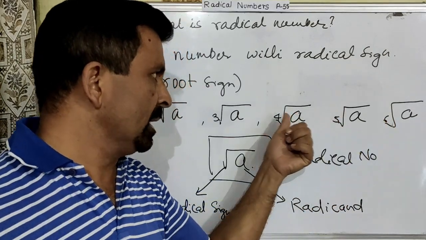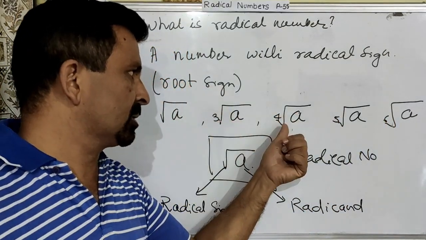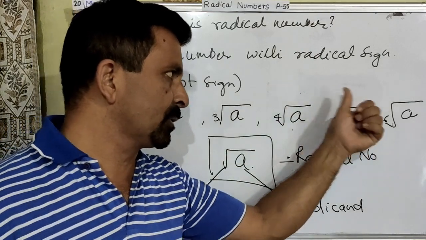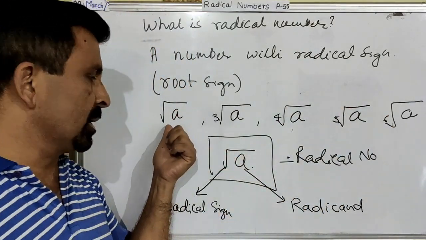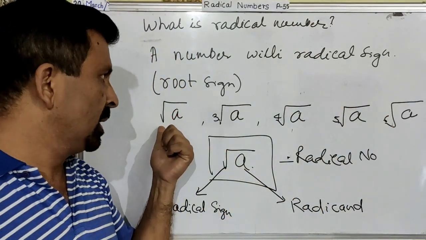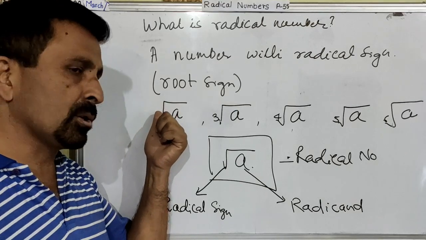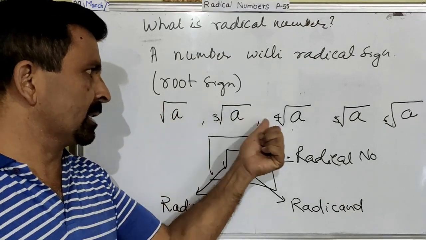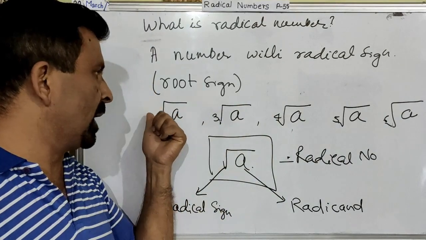So this is how we write the radical signs. This is cube root. This will be read as fourth root. This is read as fifth root. This is read as sixth root. And this one is read as square root. And here also we actually have 2, same like other radical signs. In this also we have 2.